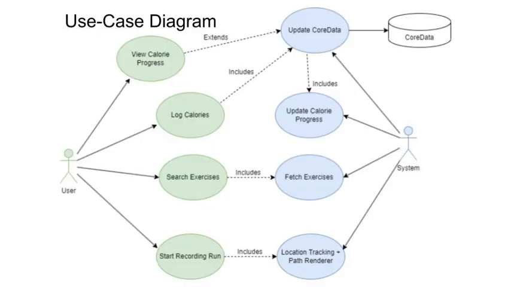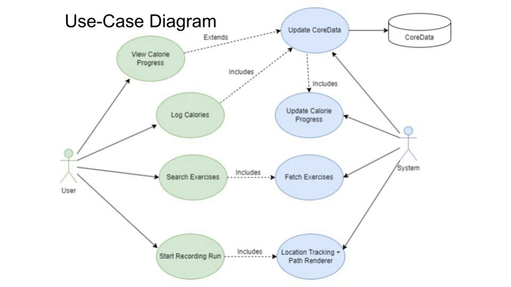For the use case diagram, at the top, users can see their calorie progress, and if it is their first time logging in for the day, the system will create a new record for the current day in Core Data. Users can also log their calories, which will update the Core Data record. Any update to the current day in Core Data will be reflected in the calorie view's progress ring.